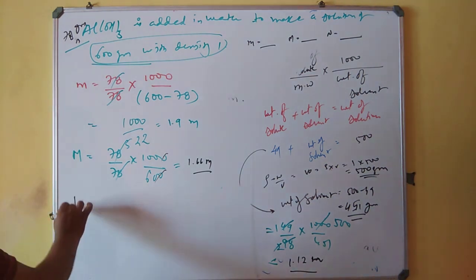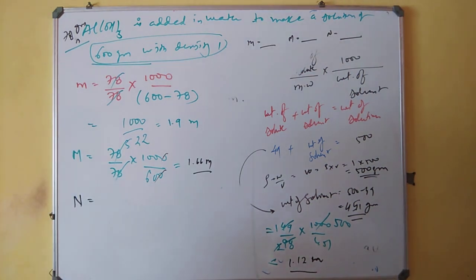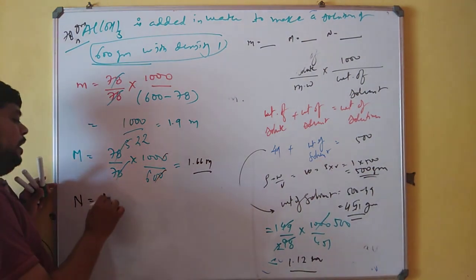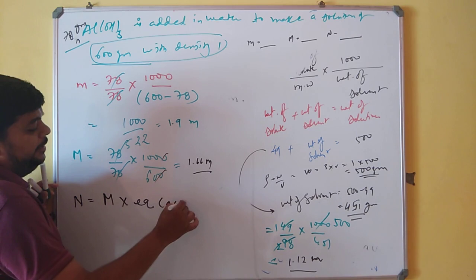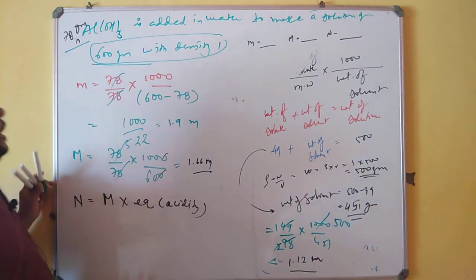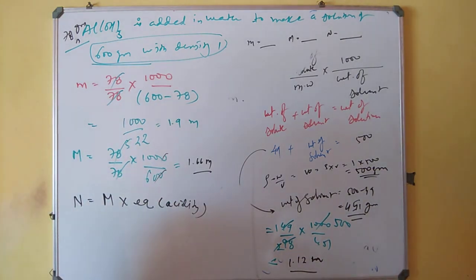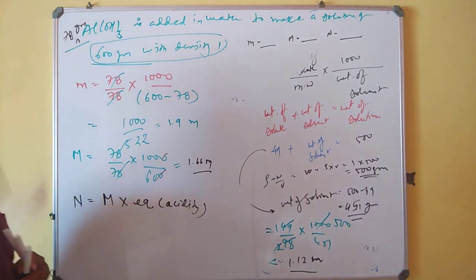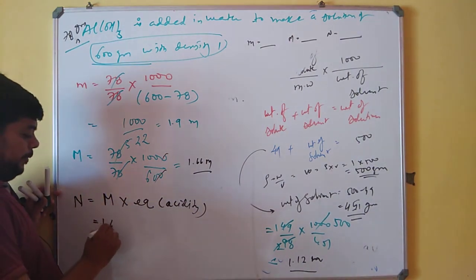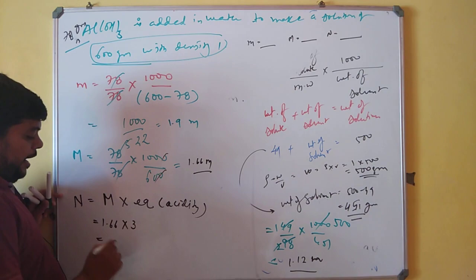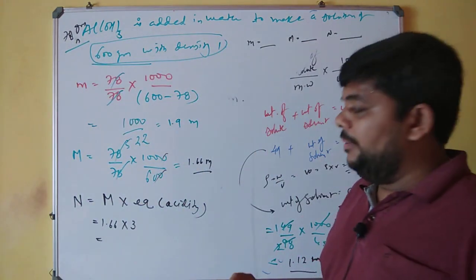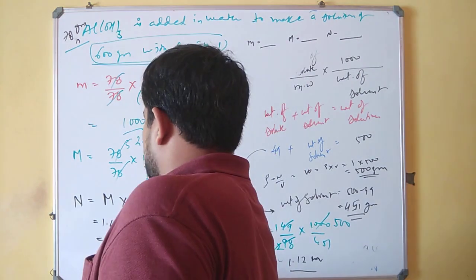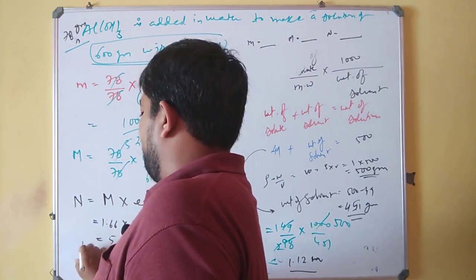And now when you are going for normality, it is again very easy. You have the molarity and you multiply by either the equivalence or the acidity, because you are talking about a base. For Al(OH)3, the acidity is 3. Therefore I will write 1.66 multiplied by 3, and if I am not mistaken, the answer will be somewhat around 5 normal. You can please cross verify the answers.